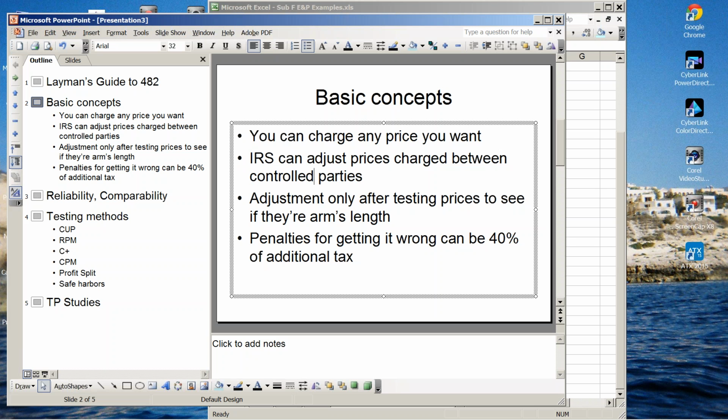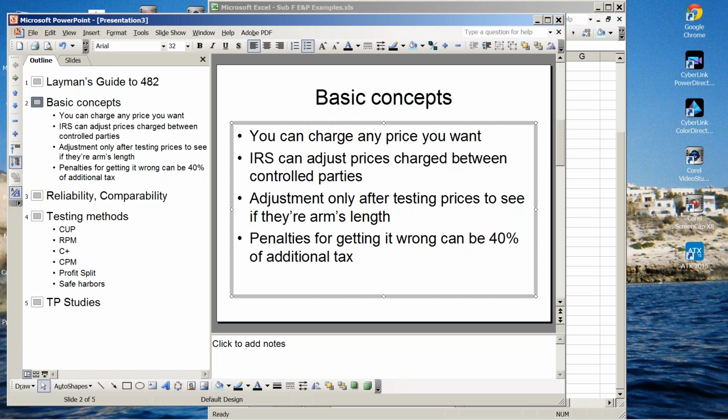This could mean two corporations. It could be two individuals that are related. It could be an entity and an individual. Doesn't matter. The IRS can adjust the prices. However, there are limitations in the regulations on when they can make the adjustment and how much adjustment they can make.